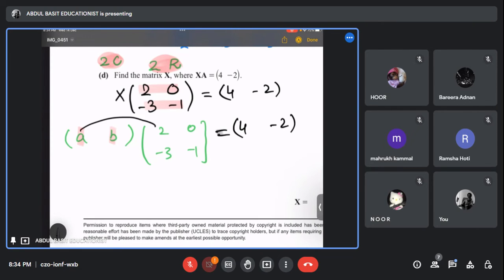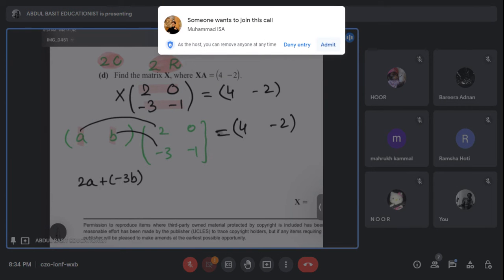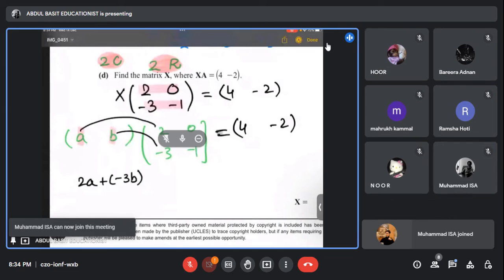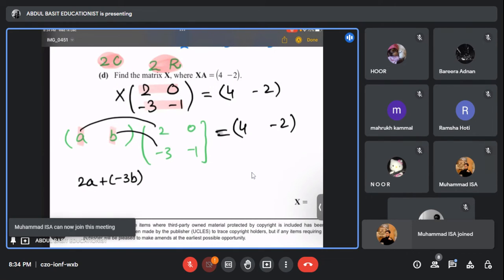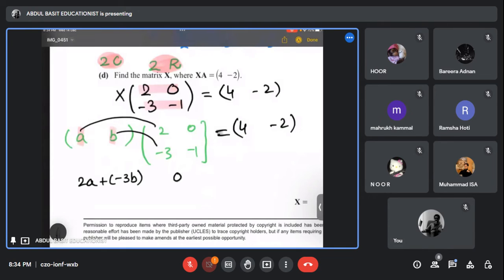So 2 multiplied by A is 2A, plus B multiplied with -3, so that would be -3B. We're done with the first row, first column. Now it's time for the first row, second column as well. So first row, second column is A multiplied by 0 is 0, plus B multiplied by -1 is -B. That would be -B, right? So they are equals to 4 and -2.